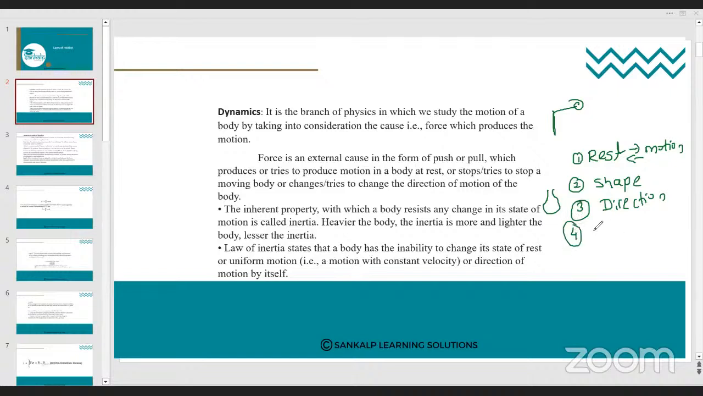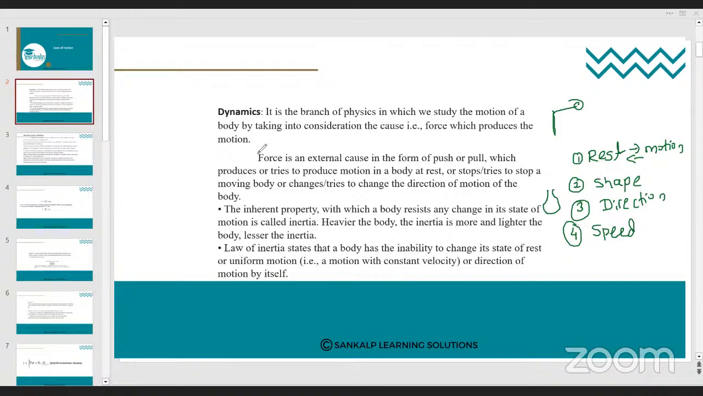Fourth point is the speed of the body can also be changed. Suppose if the body is moving very slowly, we can increase the speed. If it is moving very fast, we can decrease the speed. So by the application of force, we can bring mainly these four changes in the given body. That is state of the body, shape of the body, direction of the body, and next one is what? Speed of the body. Okay.